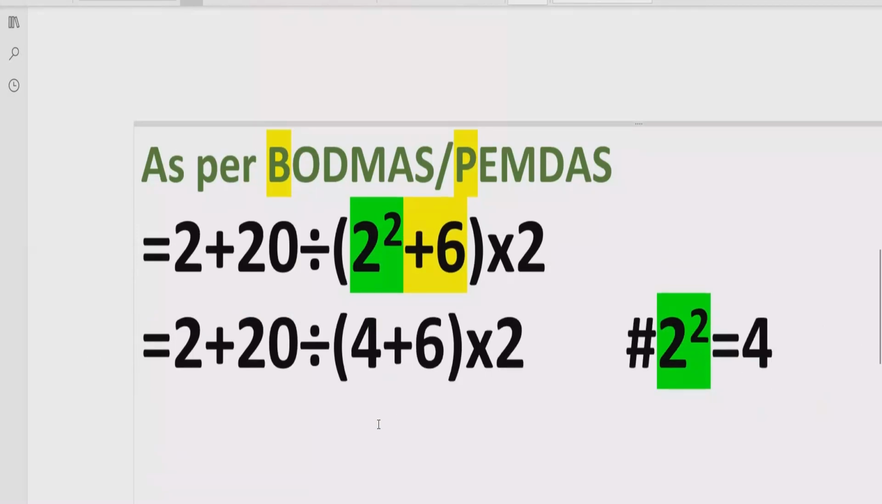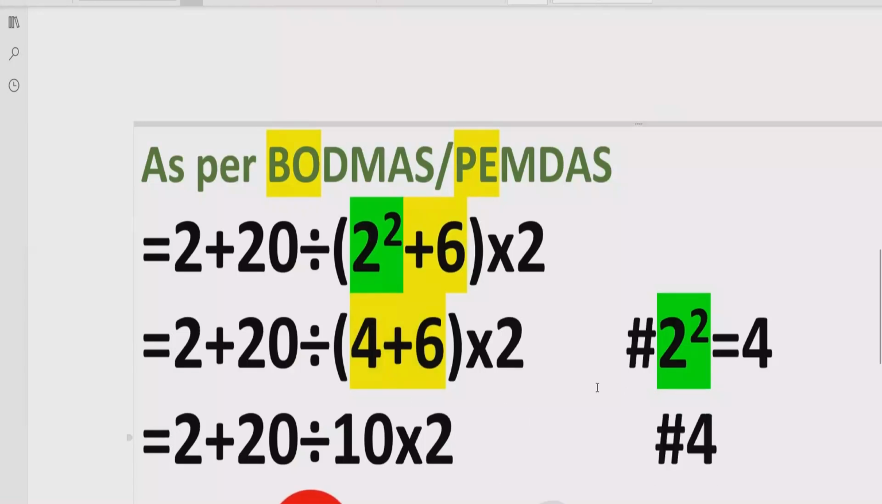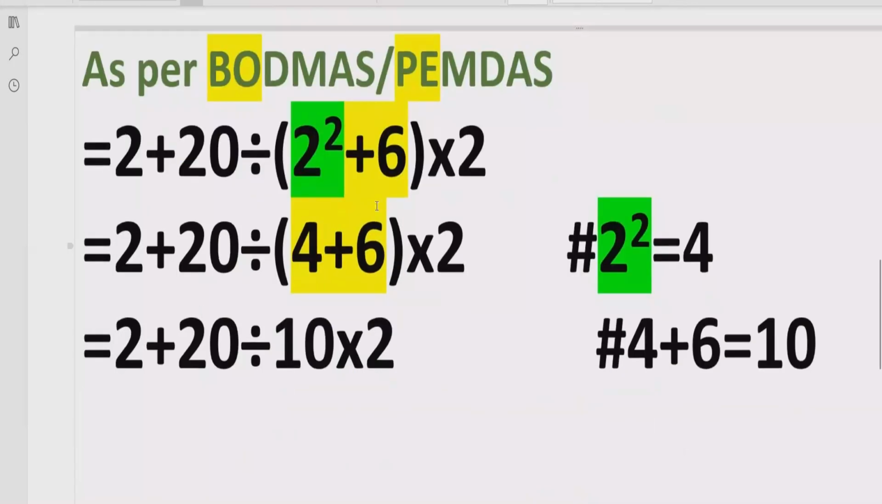Now we have solved the exponent part in this expression. Now we have to solve this bracket, which can be easily solved. Now we will write 2 plus 20 divided by 10, since 4 plus 6 equals 10. And here we give the reference: 4 plus 6 equals 10. Now move forward. Steps number 1 and 2 we have solved.